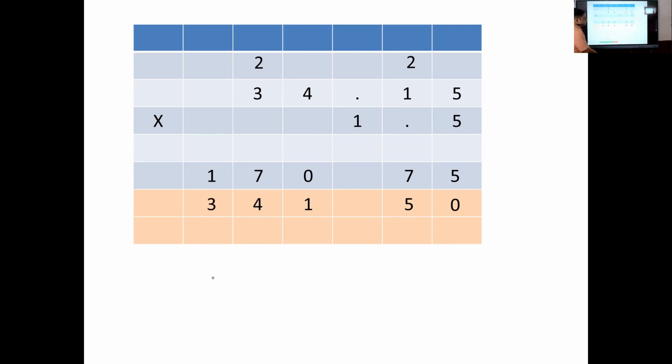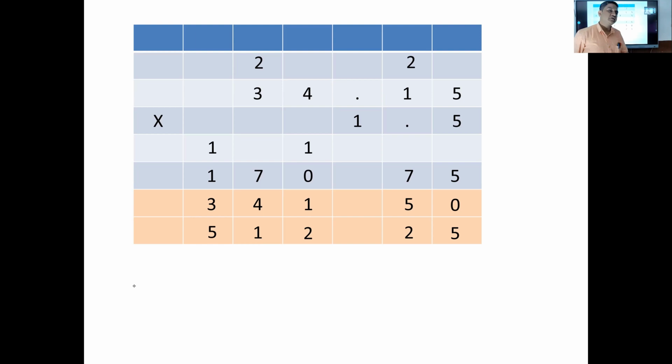Now we add the products. 0 and 5 become 5. 7 and 5 become 12, so 2 goes down and 1 is carried forward. 1 and 1 become 2. 7 and 4 become 11, so 1 goes down and 1 is carried forward. 1 plus 1 plus 3 becomes 5. So in the product we are getting 31225.